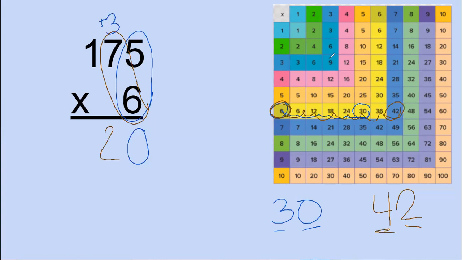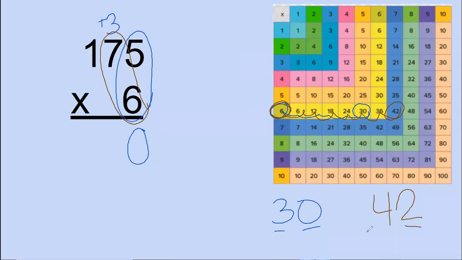Oh, I missed a step. What did I do wrong, guys? Did I add in my 3? No, I have to remember to do that. And that goes to show, guys, it's a really, really simple mistake to make, okay? So I'm going to erase that, and I'm going to start over.